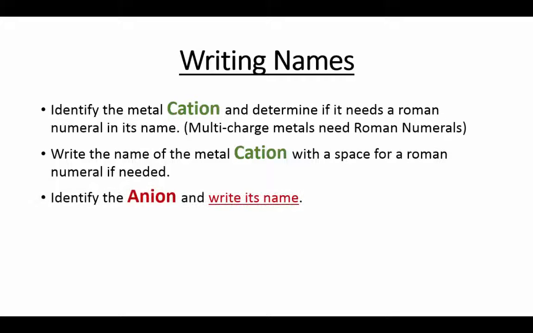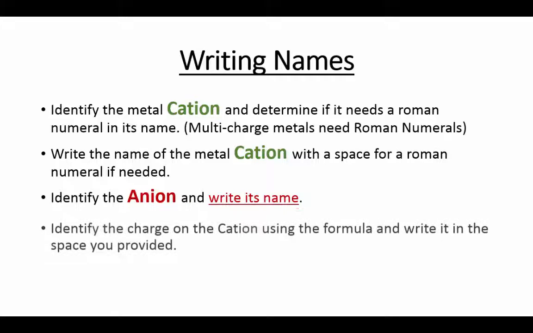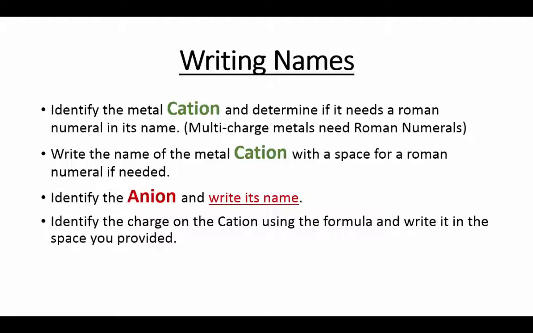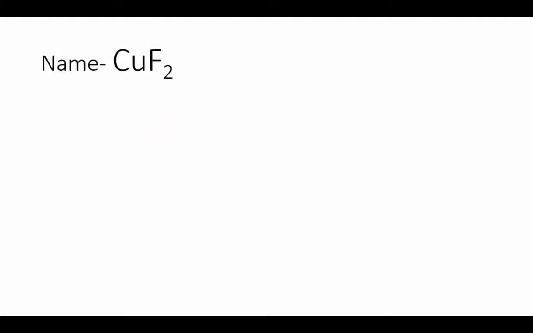We're going to identify the anion that it's with and write its name, and then we're going to identify the charge on the cation by using the formula, remembering that the net charge on those ions will always add up to 0. I think that'll be clear when we look at some examples, so let's get going.